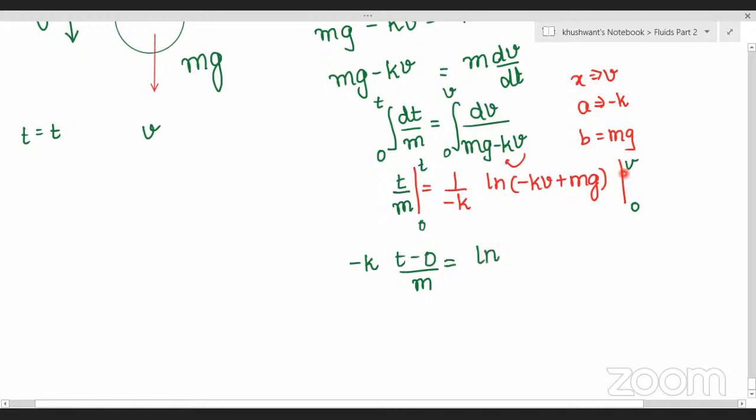Instead of v, first we'll put v only. So log of minus kv plus mg. And then let us substitute 0 instead of v. So minus of log of 0 plus mg. Makesh, have a look. Are we clear until this point?